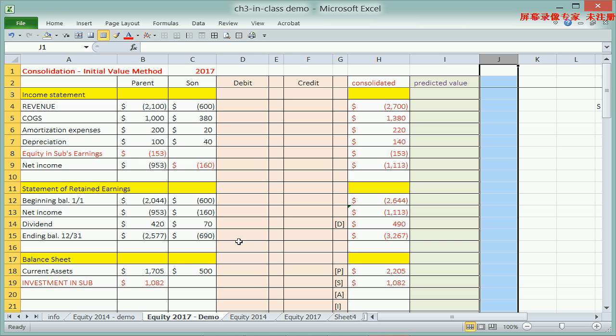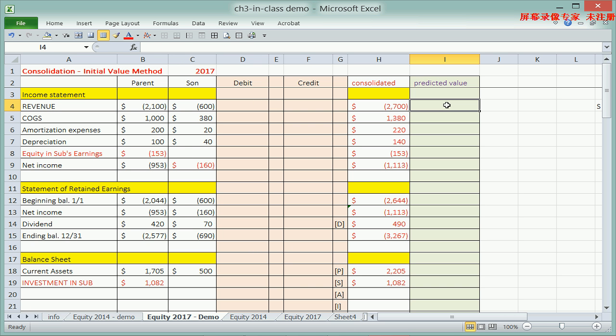Now let's do the consolidation with the format of the worksheet. The first thing I want to do is to predict the consolidated balance in 2017. Now remember, the parent acquires a subsidiary in 2014 at 1/1. So in 2017, there are 14, 15, 16, 17, 4 years that have passed. So we do consolidation after 4 years. We do not know what happens in between. We do not need to know, but we can still predict the consolidated balance.